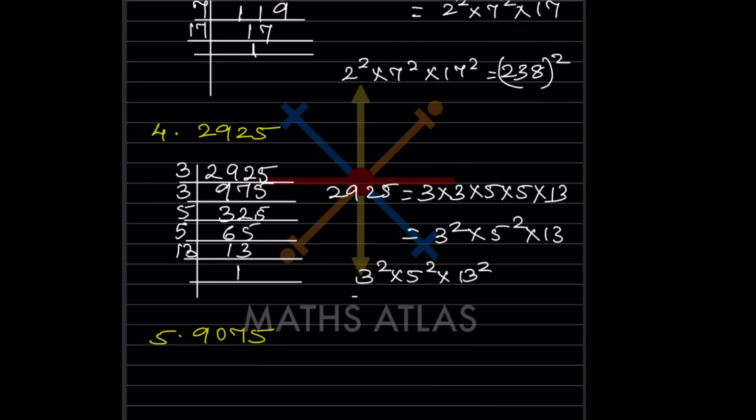So this is going to be, now you are going to multiply this one. 3 5s are 15, and 15 13s are 195. So this is going to be 195 square. So new number should be 195. So you can write here, new number is 195.